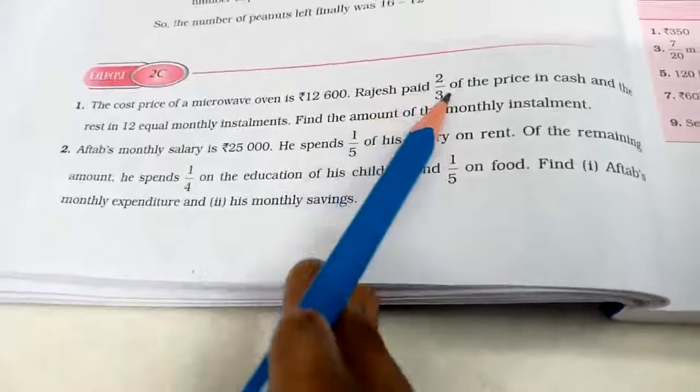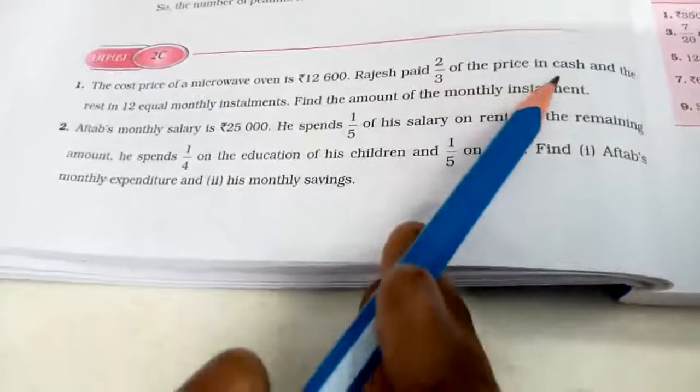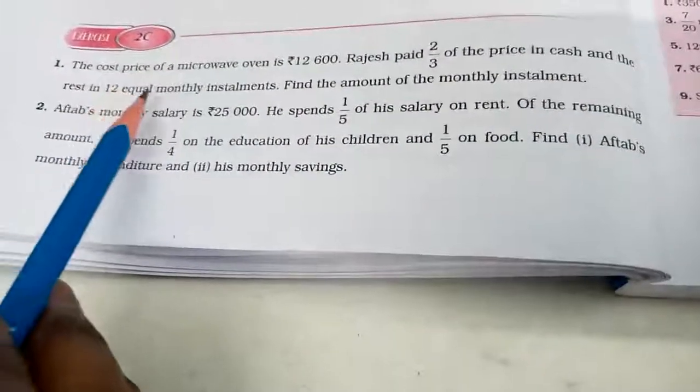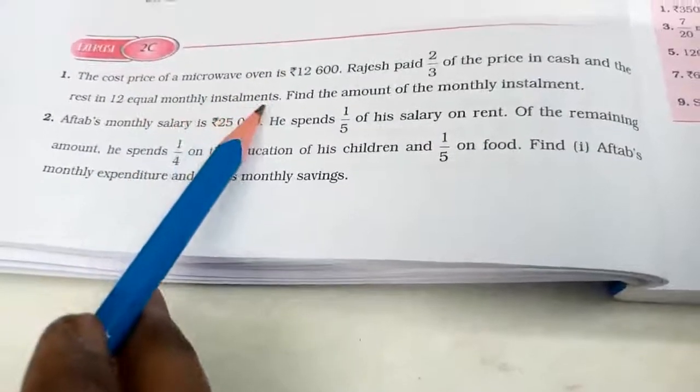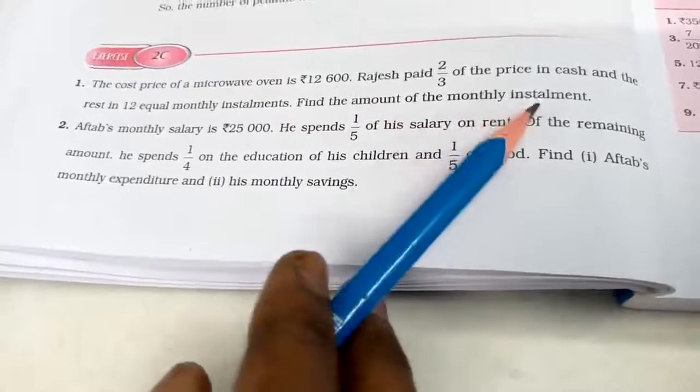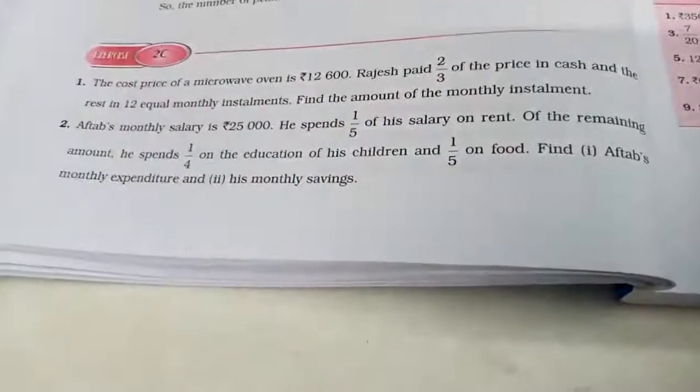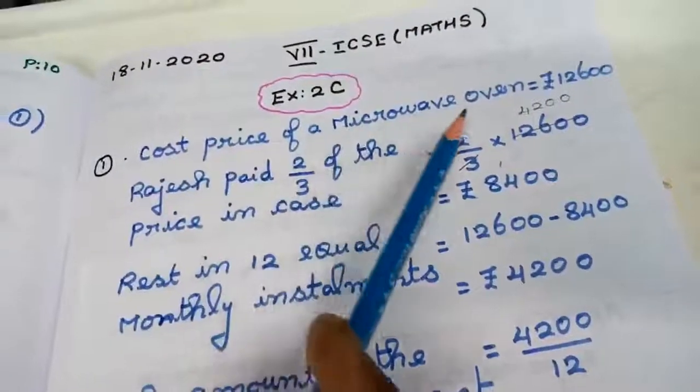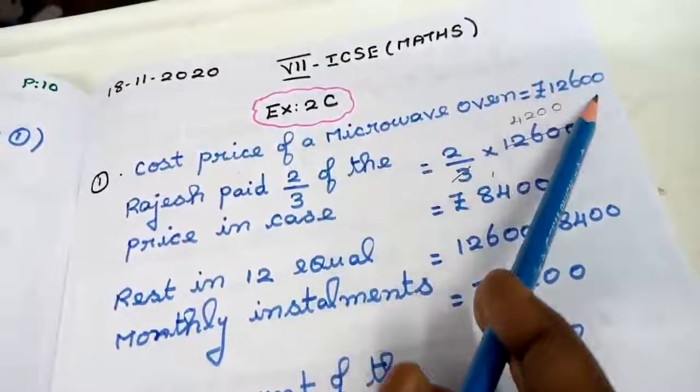Rajesh paid 2 by 3 of the price in cash and the rest in 12 equal monthly installments. Find the amount of the monthly installment. So this is a question they are asking you. So the cost price of the microwave oven is 12,600.